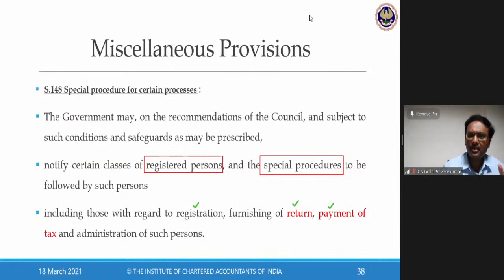Examination, I'm not focusing. It is only from your academic point of view how I would read these provisions. Next.